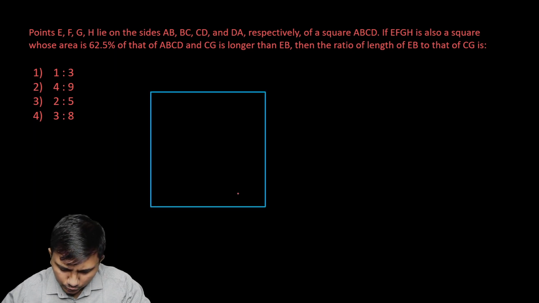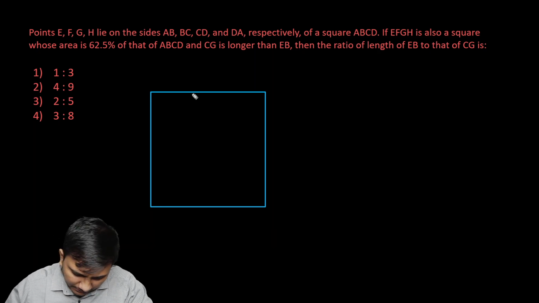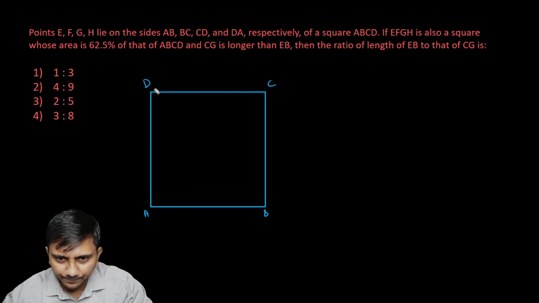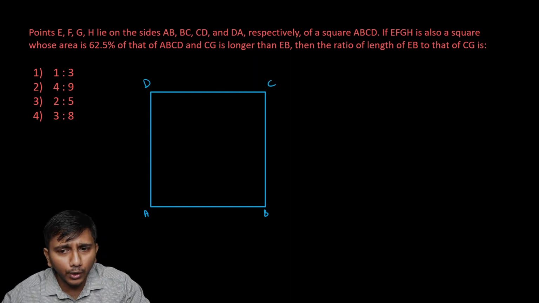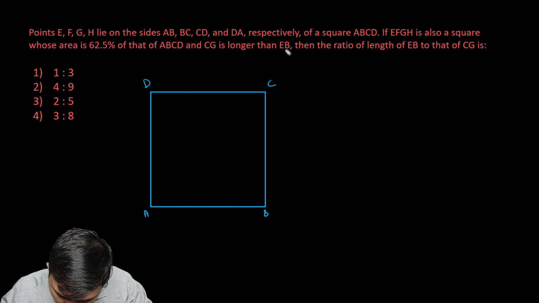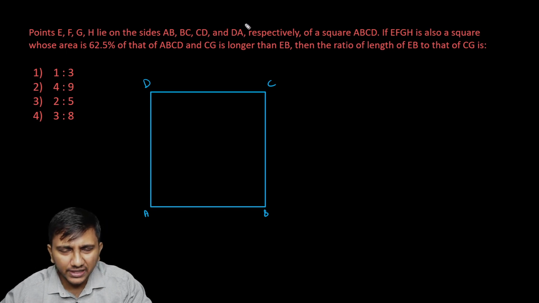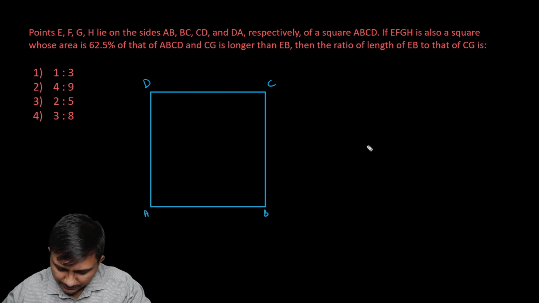Let this be the outer square ABCD. Let's label it A, B, C and D. Okay, now we'll have to put those points inside, keeping in mind of the fact that CG should be longer than EB. So G should come more towards D, right? So let's put the next square as well inside.